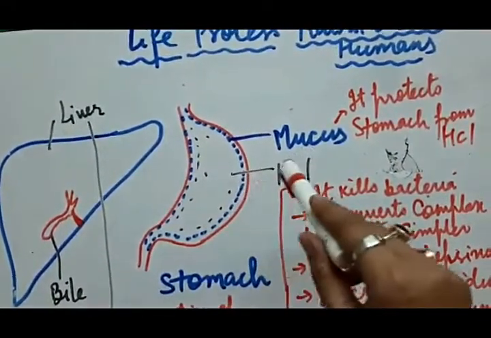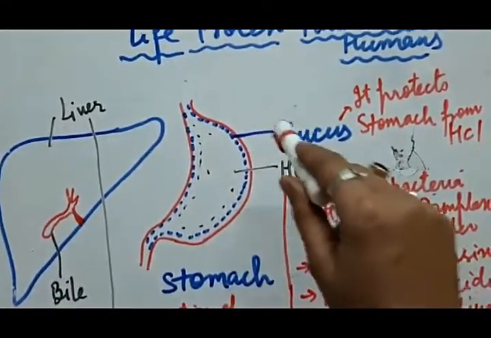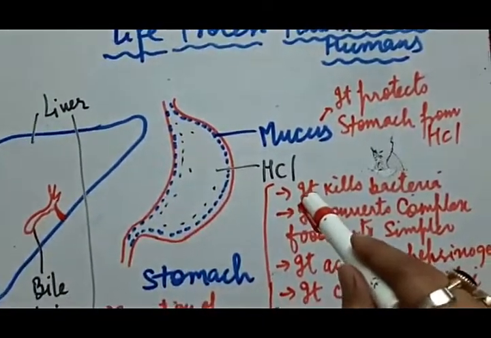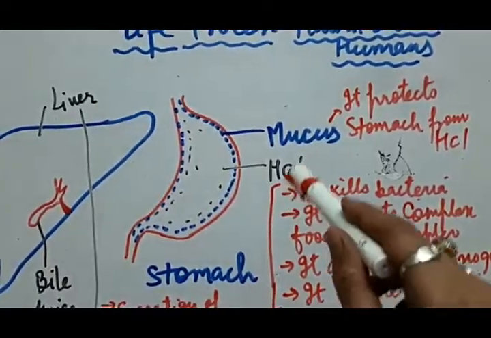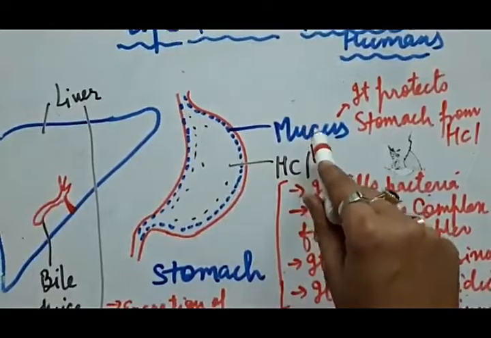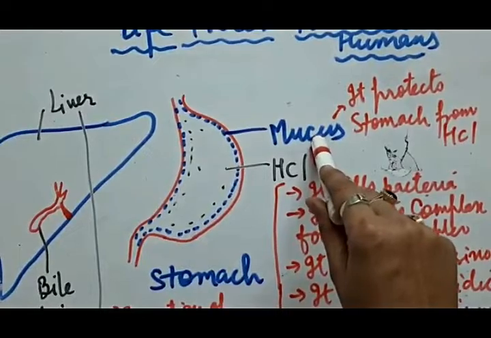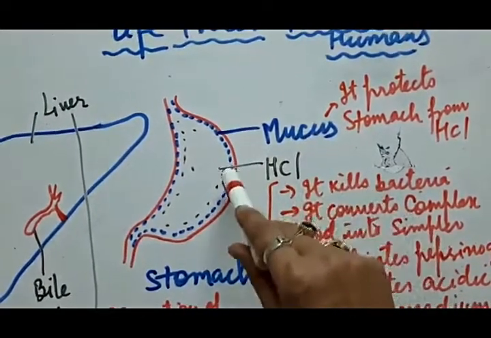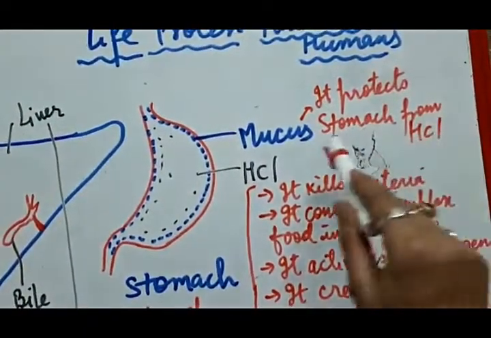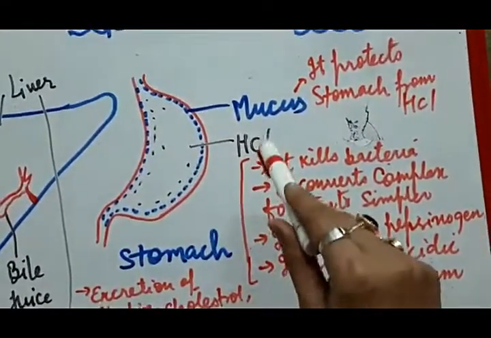Now who saves the stomach from the HCl? This is mucus. One fluid or liquid is present in our mouth, this is called saliva, and the fluid or liquid which is present in the stomach is called mucus. This mucus fluid prevents the stomach from HCl. It protects the stomach from HCl. This is mucus, and these are the roles of HCl.